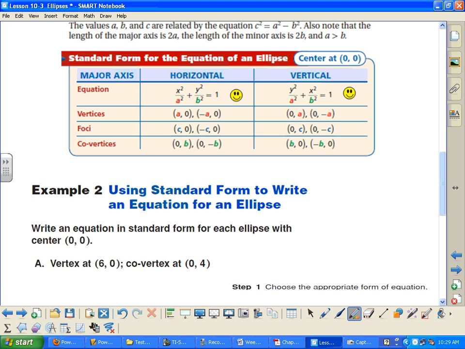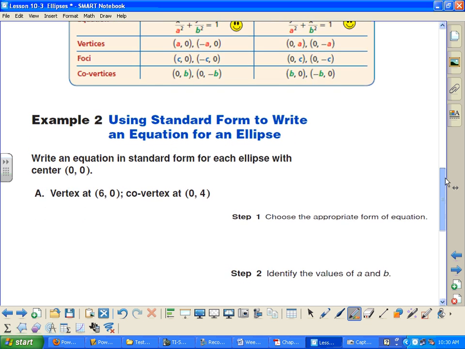Just understand that if it opens horizontally, the bigger number is under x. If it stretches vertically, the bigger number is under y. Okay, the major axis is always longer. That doesn't apply, it's different with hyperbolas. Okay, all right. So our vertices then are shown here, foci and co-vertices. So vertices are A, co-vertices use the letter B, and foci use the letter C.